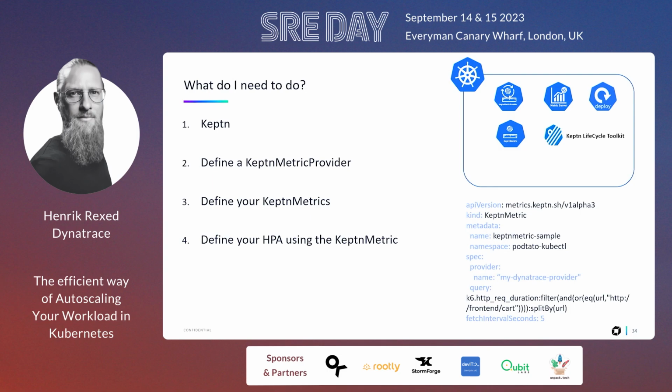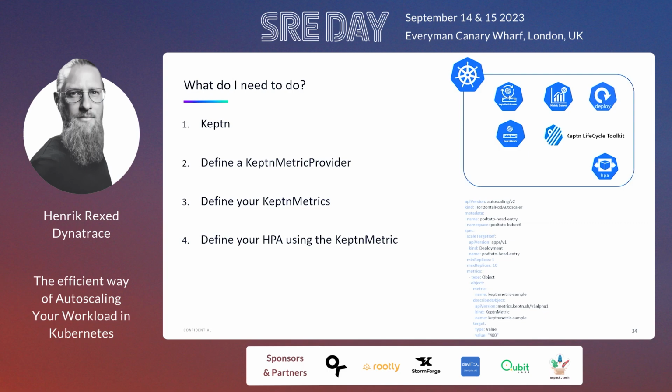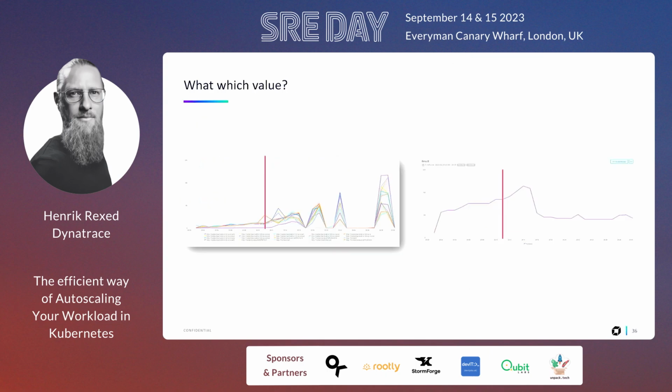Doesn't make sense because in production, I won't have a load test running. So I'm going to use other metrics. And once I have done those two things, then I can create my HPA. And then I can say, this is a Keptn metric, so go ahead and pick it up. Then I can say I'm going to pick the Keptn metric that I named, and then I could put the value. All right, so which value should I pick?